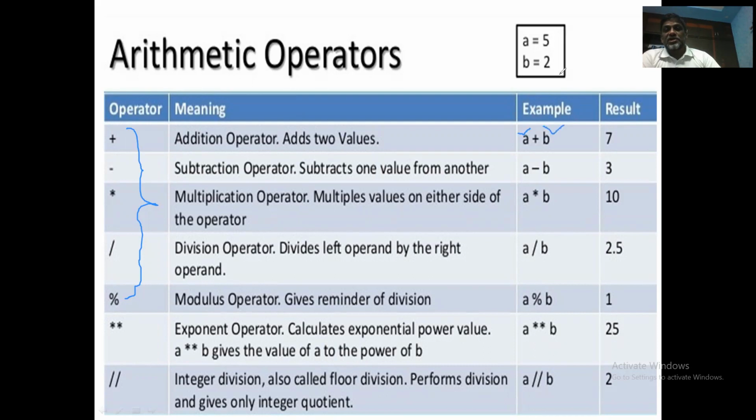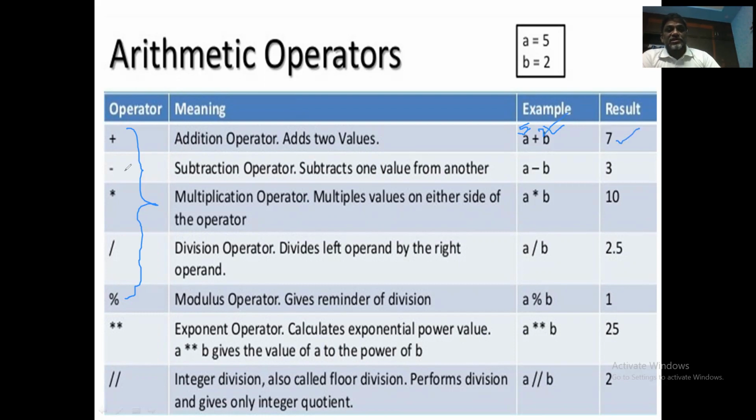Assuming that A is 5 and B is 2, the result is going to be 7. So we assume these 2 values, A is equal to 5 and B is equal to 2 for performing these operations now. Okay, so A plus B means addition of 2 numbers. We assume that A is 5 and B is 2. Therefore, the result is going to be 7.